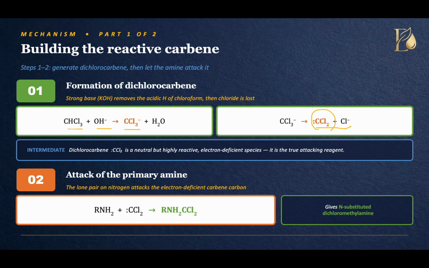Now what will happen? We have another reactant, the primary amine. In primary amines there is a lone pair on the nitrogen atom, which is nucleophilic. Amines are Lewis bases, right? At the same time, dichlorocarbene is an electron deficient species. So the lone pair on nitrogen attacks the electron deficient carbene, and it produces N-substituted dichloromethylamine. So what is the name of this compound? On the nitrogen atom there is an alkyl substitution, so it is N-substituted dichloromethylamine.